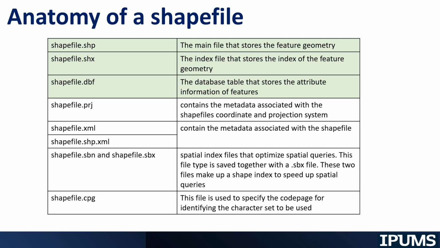Bottom line, you need the top 3, which are in green. You should have a projection file and you should have the XML files. The others, it is not really that disastrous if you don't have them, but it is good to have as many of these extension files as possible. So again, the shapefile is a package of files. One individual file missing doesn't make it a corrupt shapefile.